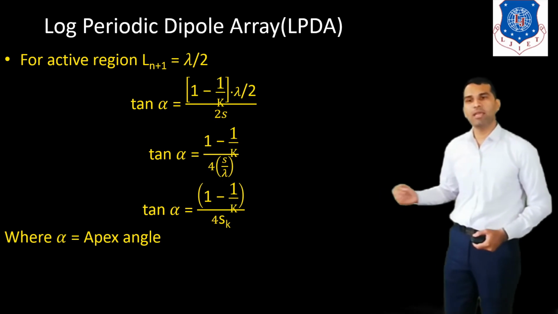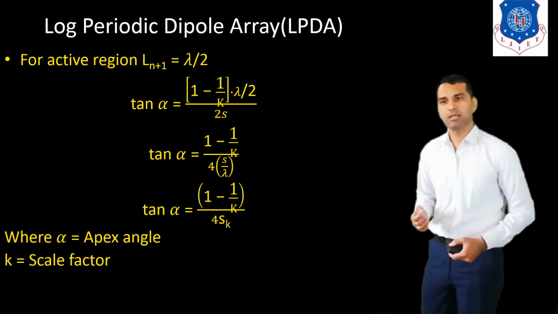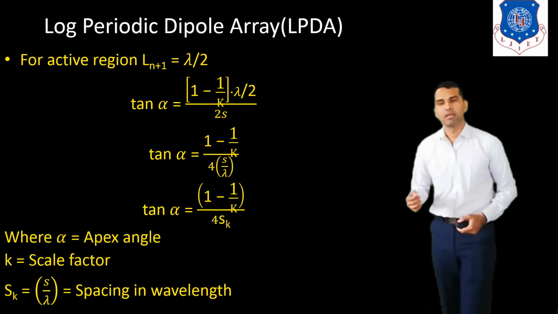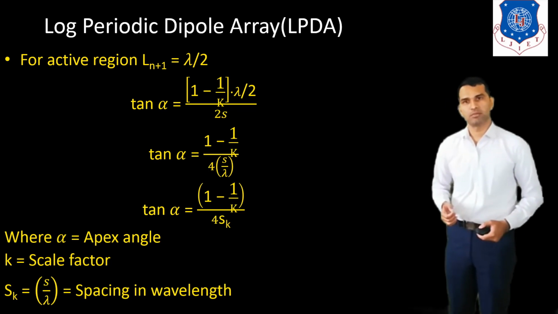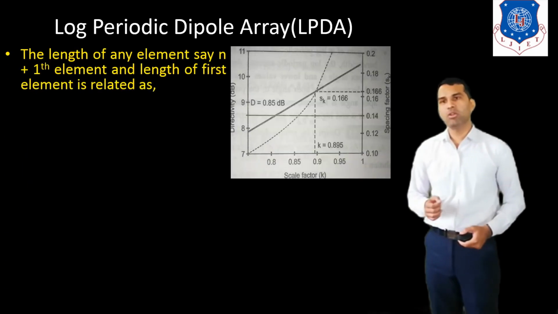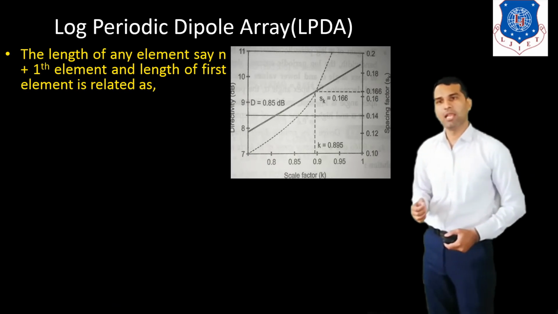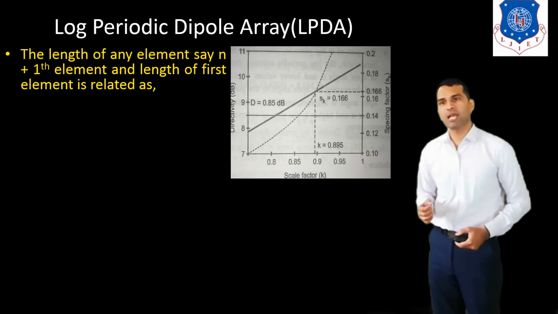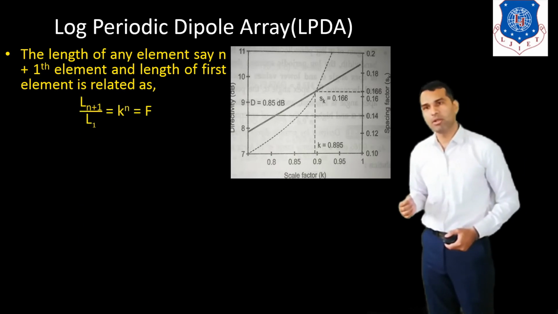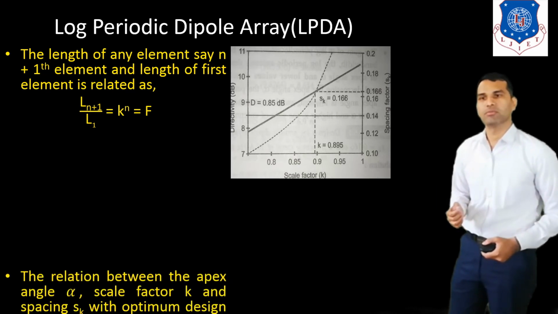Here alpha is the apex angle, k is the scale factor, and sigma, which is s by lambda, is the spacing in wavelength. The length of any element, say the n plus 1 element, and the length of the first element are related as L(n+1) upon L1 is equal to k raised to n.